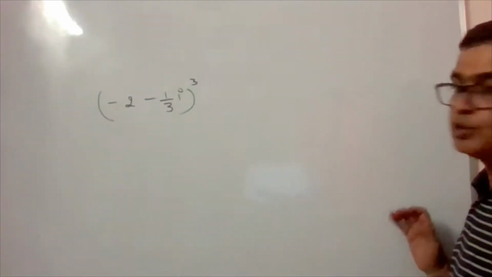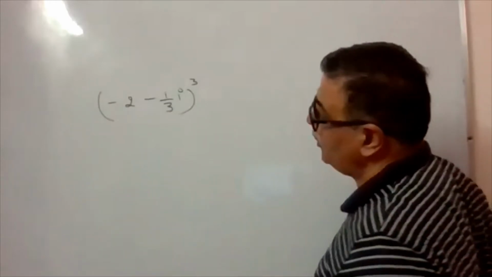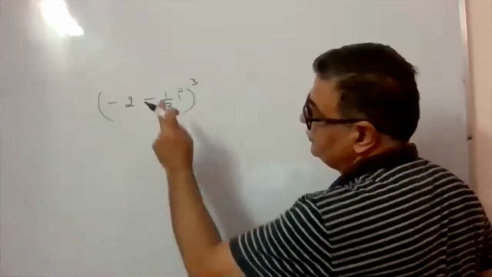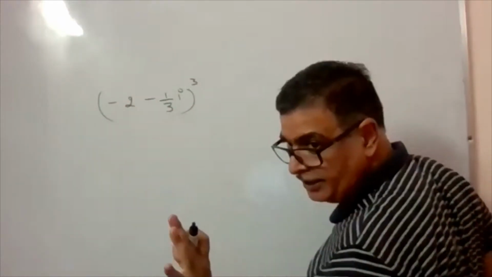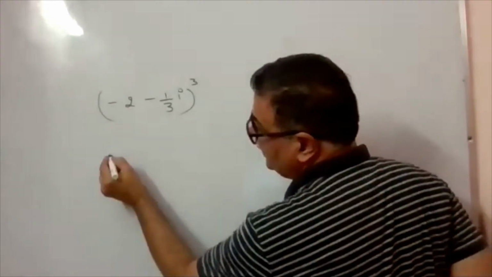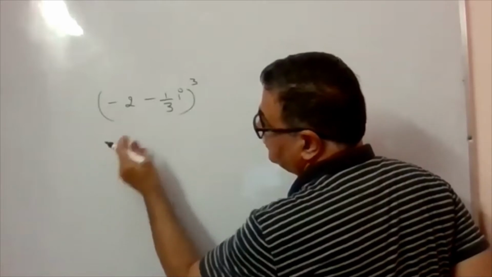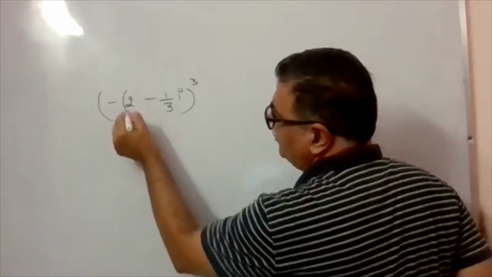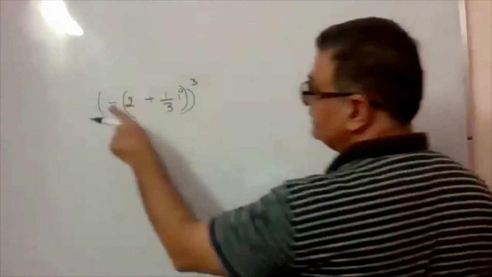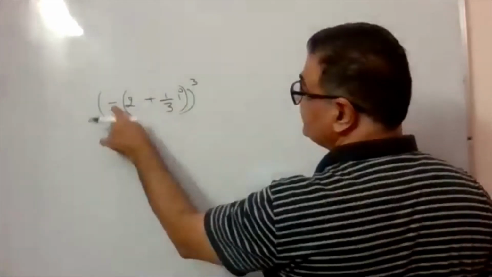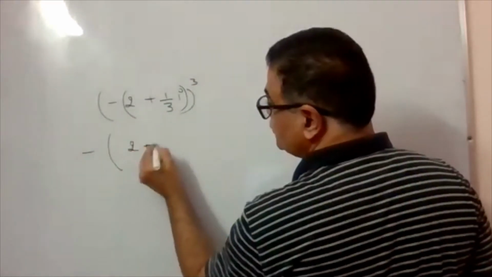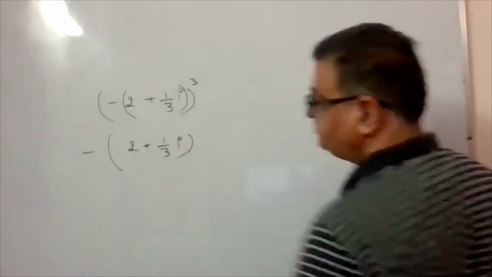In this case, what should I do first? The (a minus b) whole cube formula. One thing I can do here is take the minus common. Or if you want to do it directly, you can do that also. Or better, you take it common, then it will be more clear. Otherwise you will commit a minus mistake. First take minus common, then it becomes minus here, and (-1) cube will be minus on the total. Then it comes out to be minus of (2 plus 1 by 3 iota).